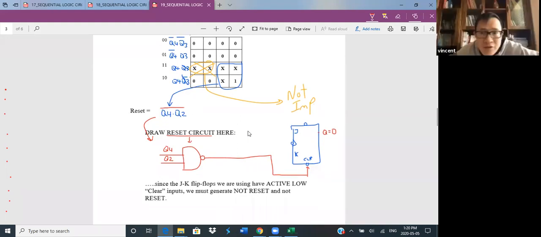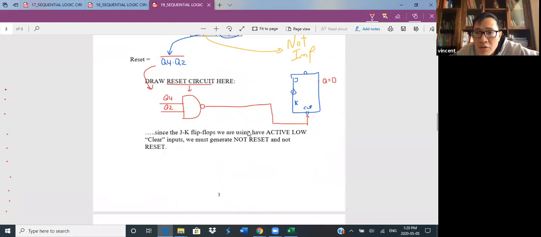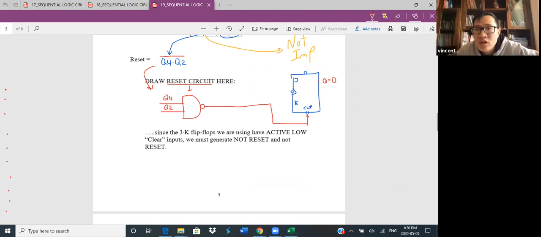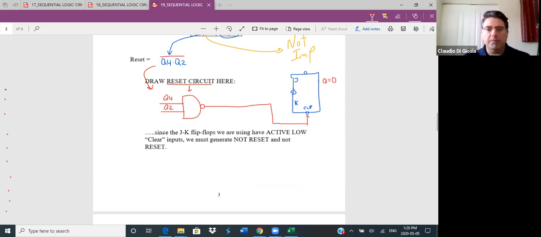Excuse me, sir. Yes. I have one question. Do we connect the clear to the four chips, or the first one? All four at the same time. To the four at the same time, yeah. Okay. Thanks. No problem.